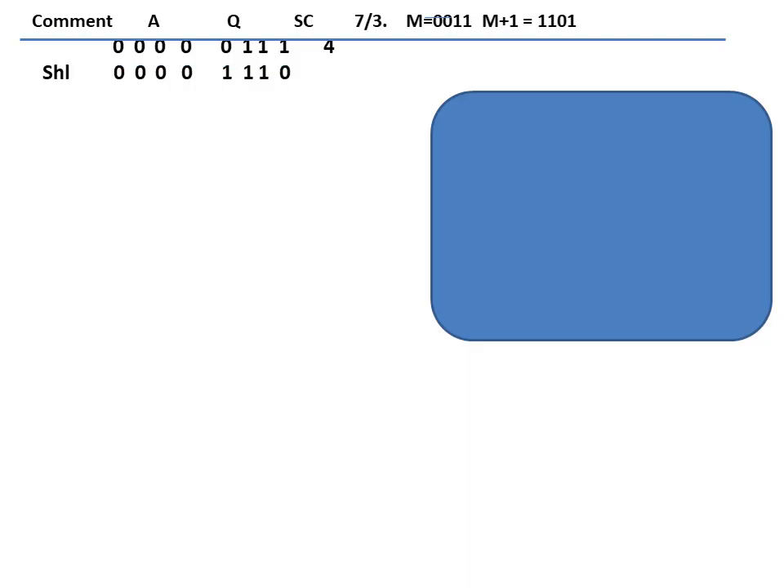In this video, we discuss how to perform restoring division. In restoring division, we want to perform 7 divided by 3. We initialize A with 0 and Q with the binary form of 7. The M value is 3.